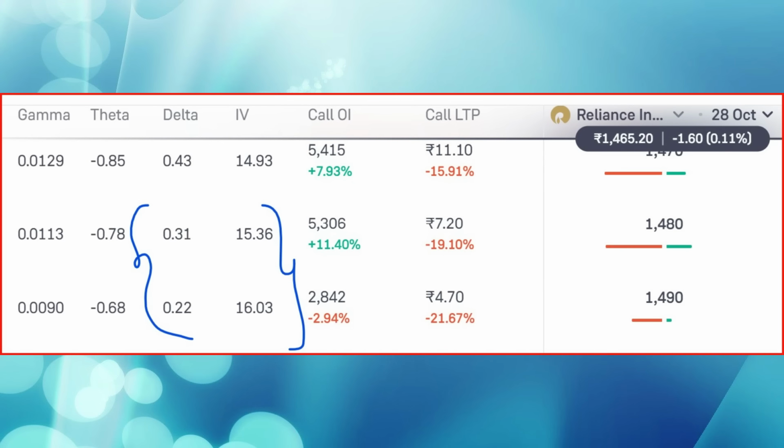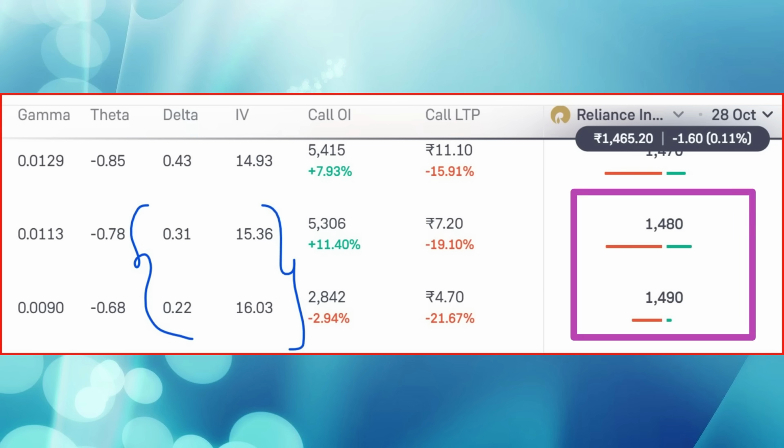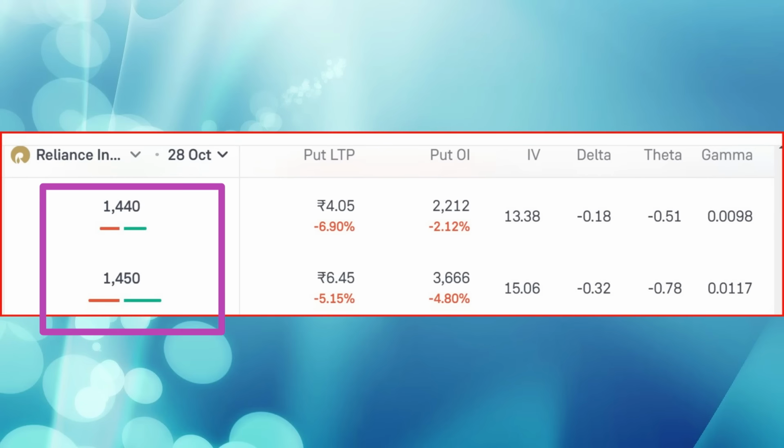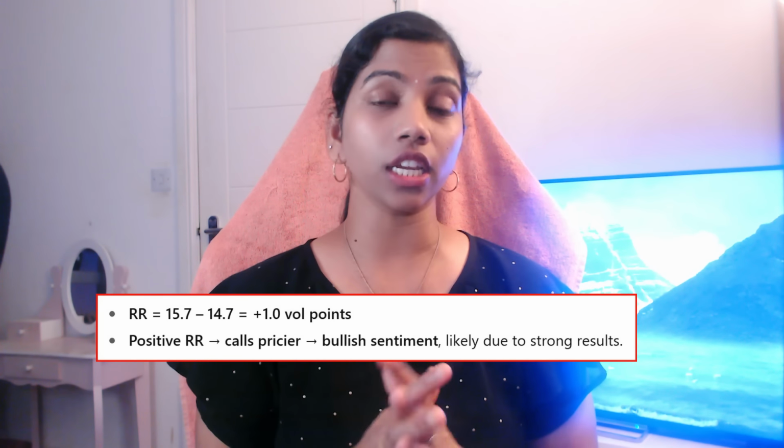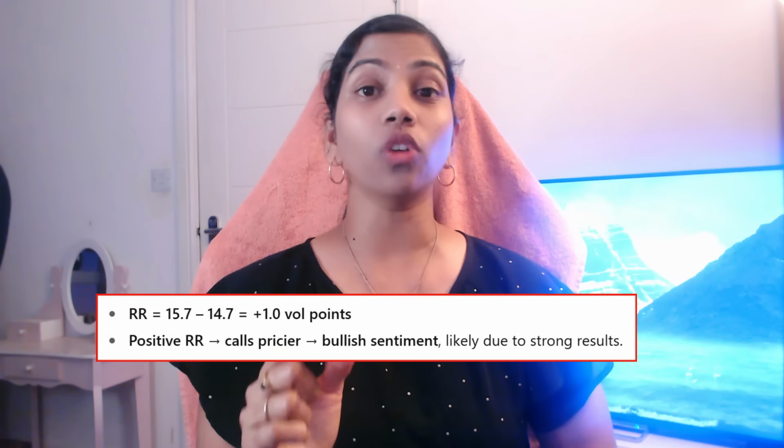Let's take Reliance Industries. If required, please pause and have a look. From Reliance October expiry option chain with spot around 1465 rupees, 25 delta call is roughly between 1480 to 1490 strike. So the IV would be around 15.7. 25 delta put is roughly between 1450 to 1440 strike and here the IV would be around 14.7. So risk reversal equals 15.7 minus 14.7, which is equal to 1 volatility point.